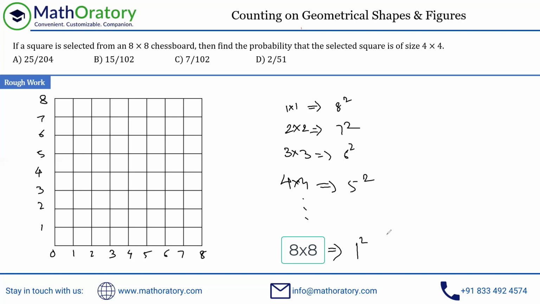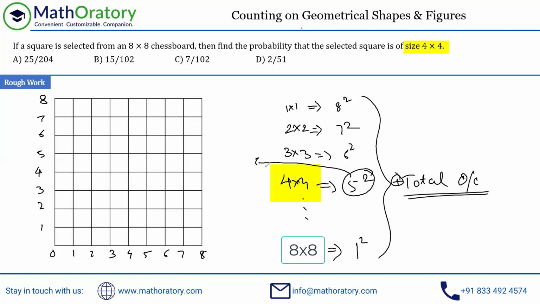So as in any probability question, you will be looking for total outcomes and favorable outcomes, right? So all of these added together are the total outcomes, and this 4 cross 4 count is the favorable outcomes, because that is what we are looking for. The randomly selected square is of size 4 cross 4, and there are these many of those. So if you add this up, use the summation formula or anything you want. You can use 8 into 9 into 17 over 6. That is the summation of 1 square to 8 square.